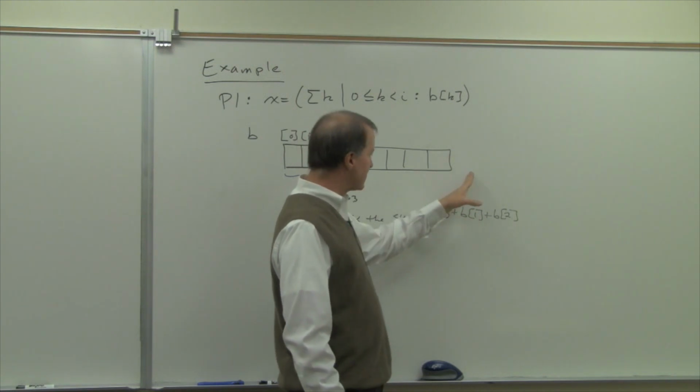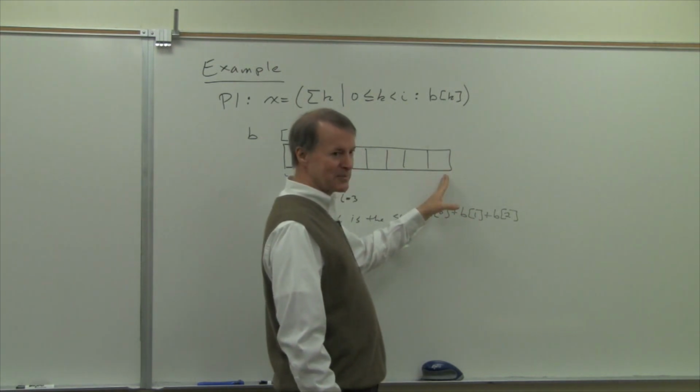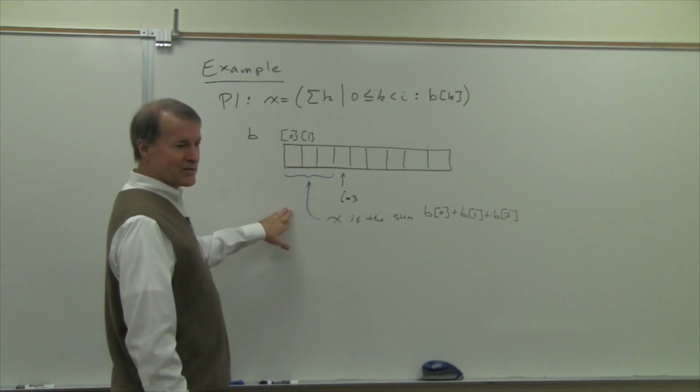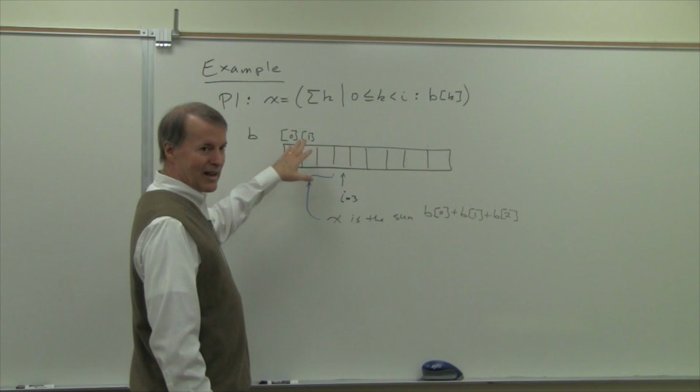It could be equal to n because then it would be the sum of all the ones up to n. Good point. Okay, does everybody understand then what I is? I is a free variable.